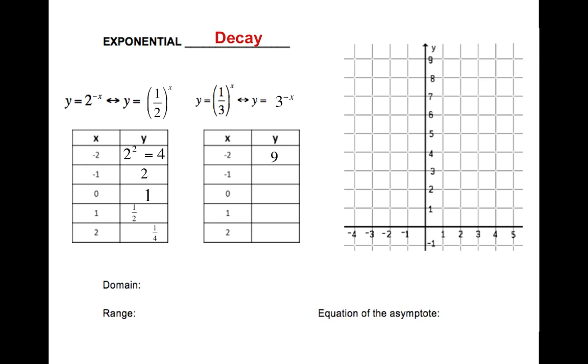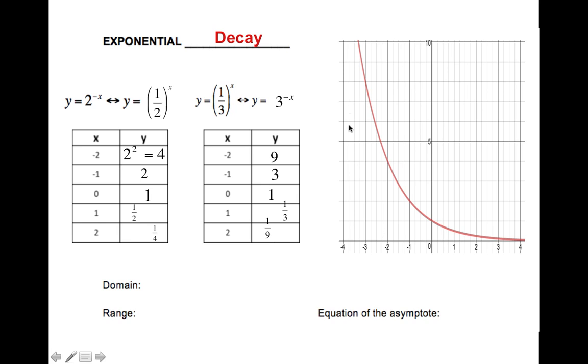Okay, let's see. Hopefully you got 9 for that one. All right, so I'm plugging negative 2 in here. The negative and the negative make a positive, so it's 3 squared, 9. Next one is 3, 1, 1/3, and 1/9. All right, just make sure you understand that. Now we're going to plot both of those as we did before. So take a moment now to plot these points. Pause the video.